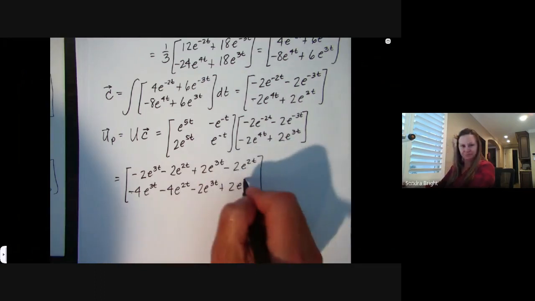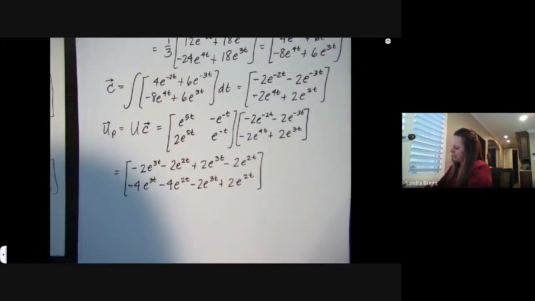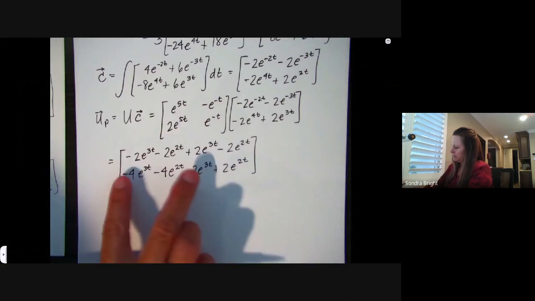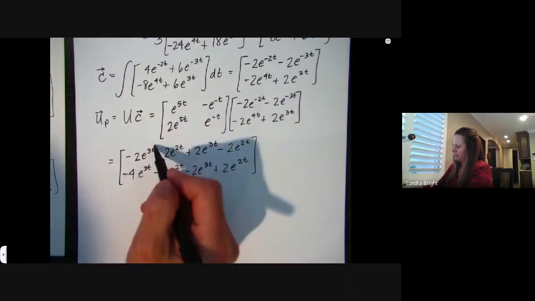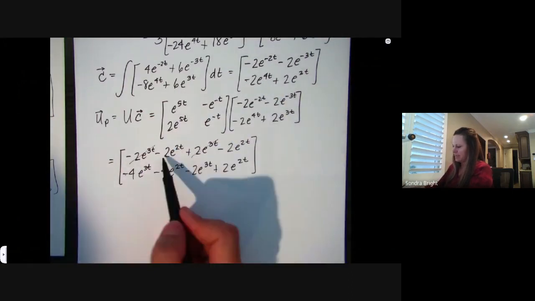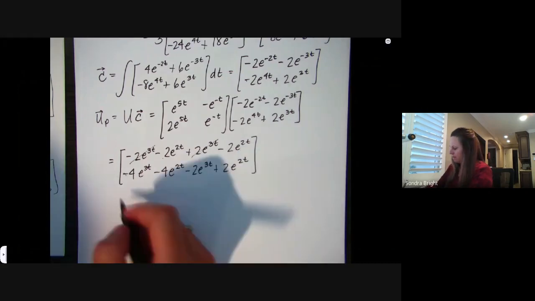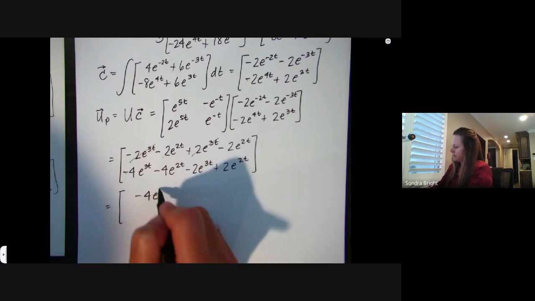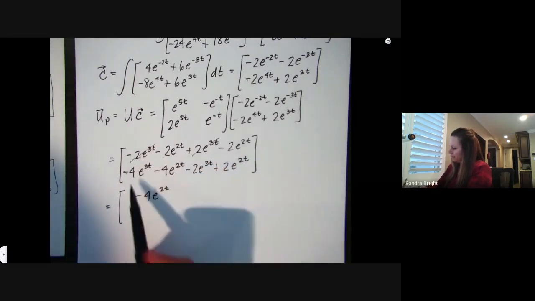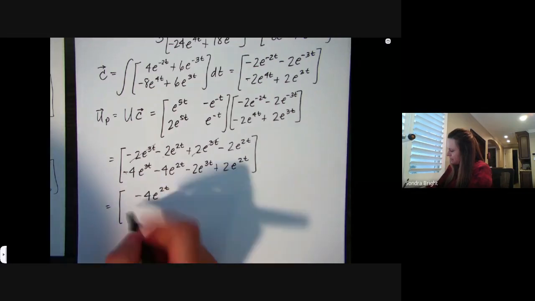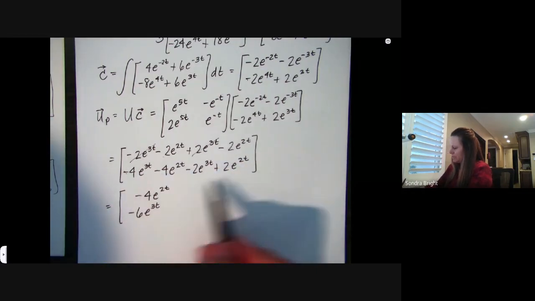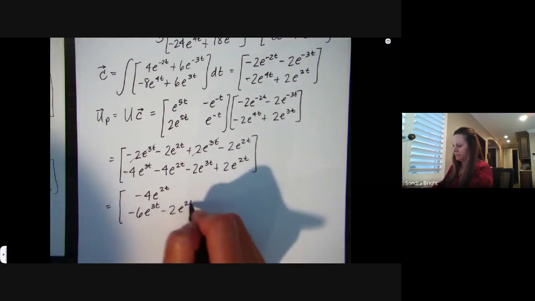Let's see if we can combine any like terms. Oh yeah, for sure. Look at that. Bye-bye, bye-bye. And then negative 2 and a negative 2 will leave you with a negative 4e to the 2t in the first row. Down here, we've got a negative 4 and a negative 2, so a negative 6e to the 3t and a minus 2e to the 2t.